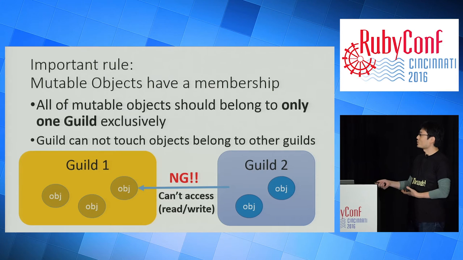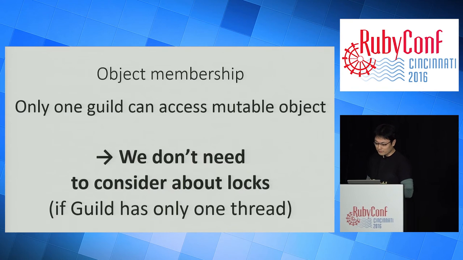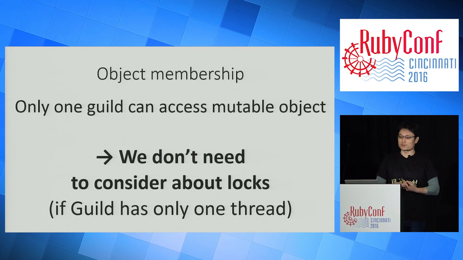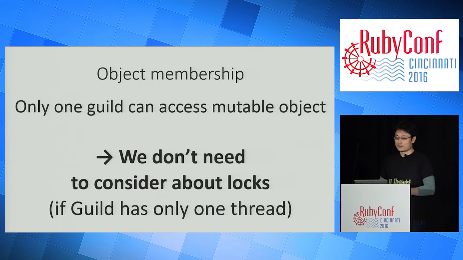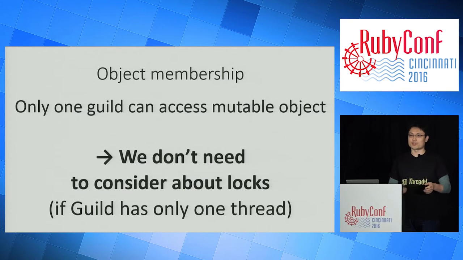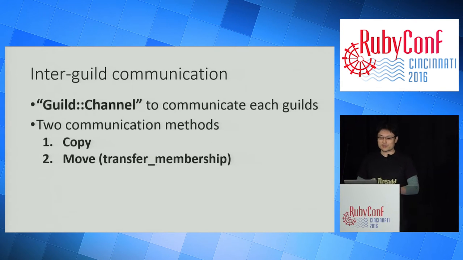So guild 2 cannot touch the objects that belong to guild 1. So only one guild can access the mutable objects, so we don't need to consider locks anymore. Of course, only one thread runs on a guild. But we need to communicate between guilds, so we provide a communication path called a channel. So a guild channel is a communication path between guilds.